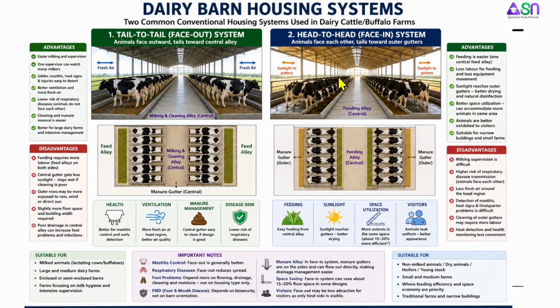On the other hand, in the head-to-head system, feeding on both sides is easier through the main central alley. Gutters are provided outside the building, so better drying takes place due to sunlight. This system can accommodate more animals in the same area in comparison to the tail-to-tail system, but milking and other supervision is difficult. There is a higher risk of respiratory disease and less fresh air around the head region of the cows. Sometimes cleaning of gutters may require more labor and individual supervision is difficult.